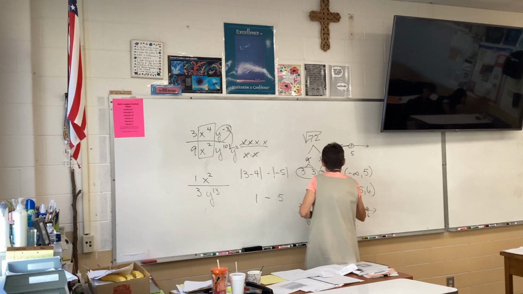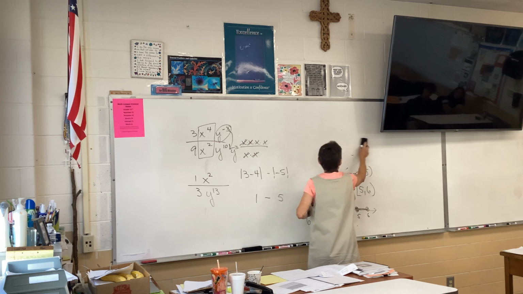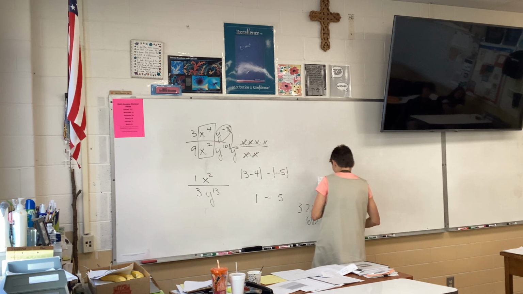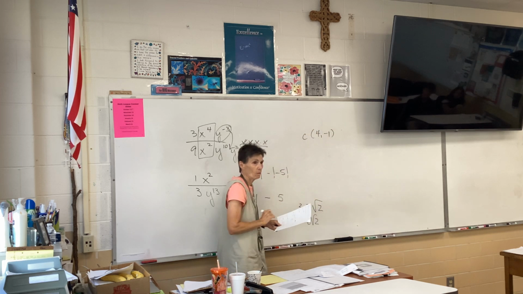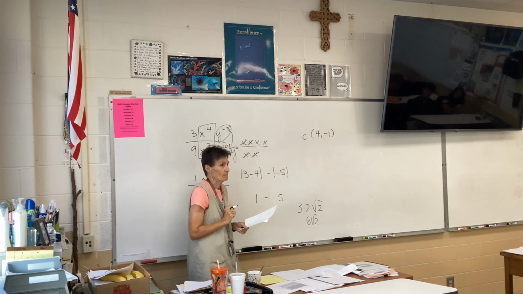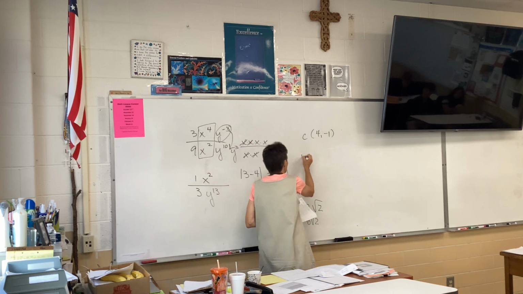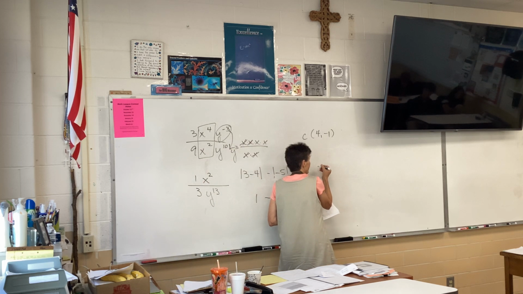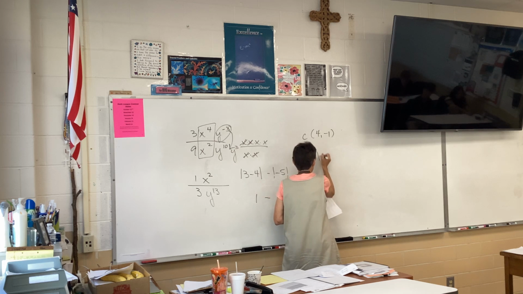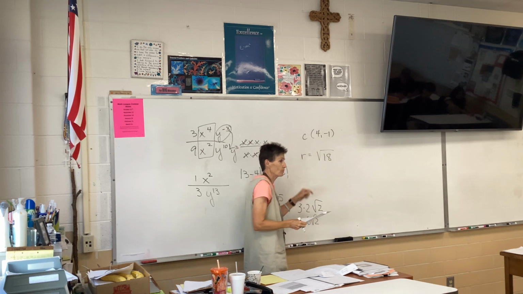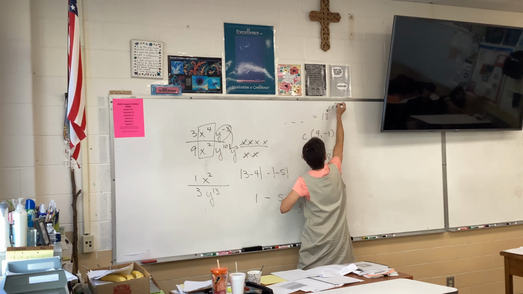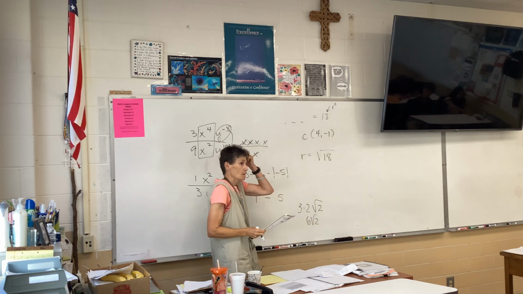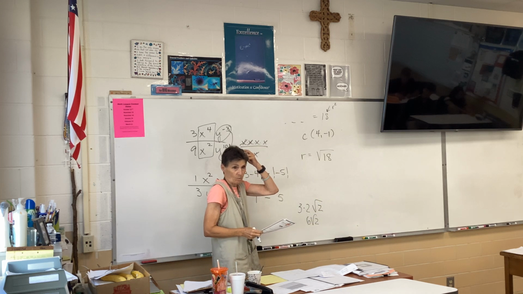What is the center of this circle? 4, -1. Because when we find the center, we always take the opposite. Right? Yes. What's the radius? Square root of 18. Remember, that number over here, you have your equation, this guy right here is always r squared. So we want r, so we're going to have to square root that.